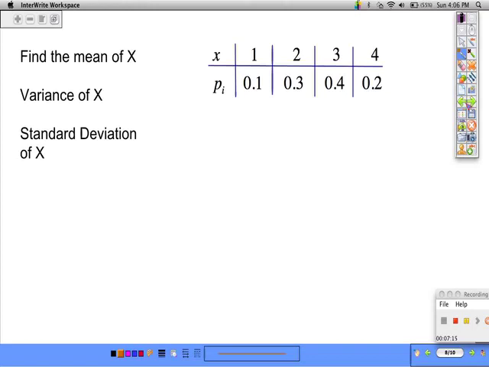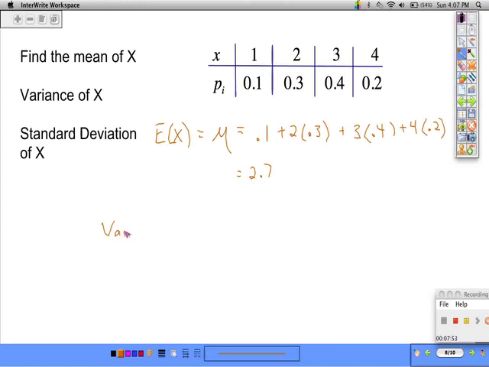Let's find the mean, variance, and standard deviation for this probability distribution. The mean, also known as expected value, is going to be 0.1 plus 2 times 0.3 plus 3 times 0.4 plus 4 times 0.2. And this is equal to 2.7.